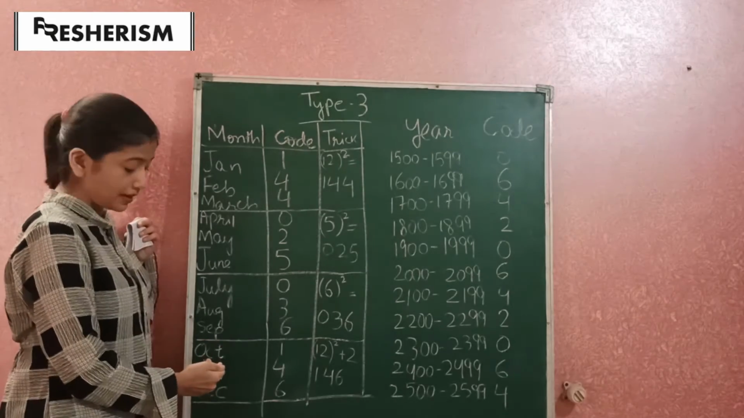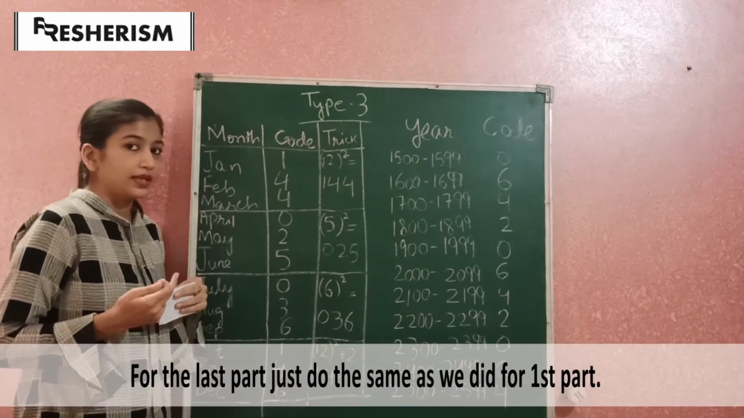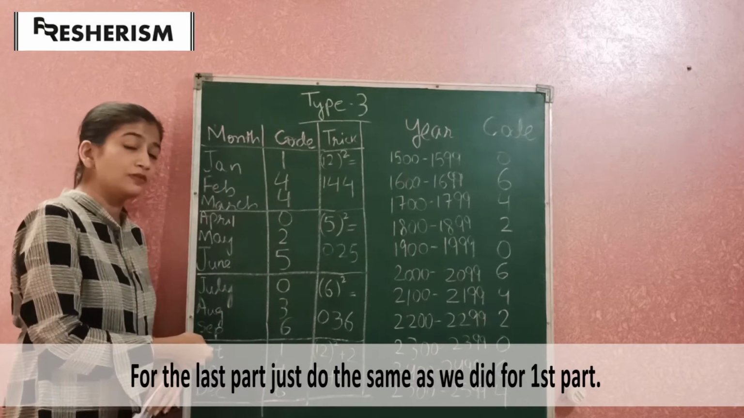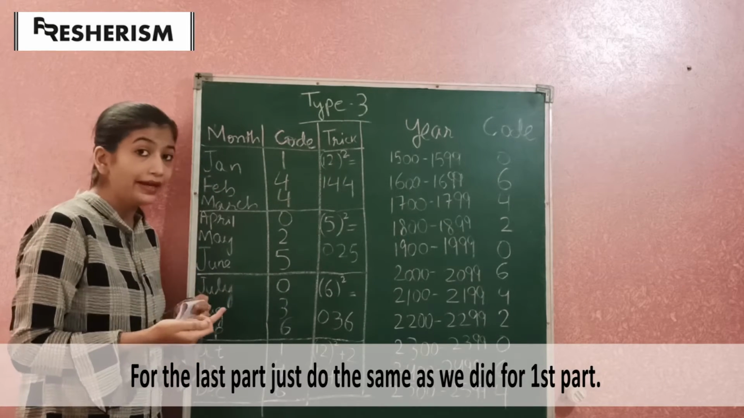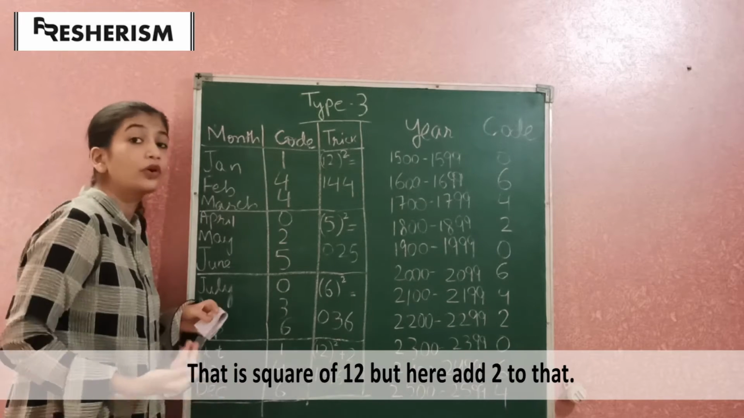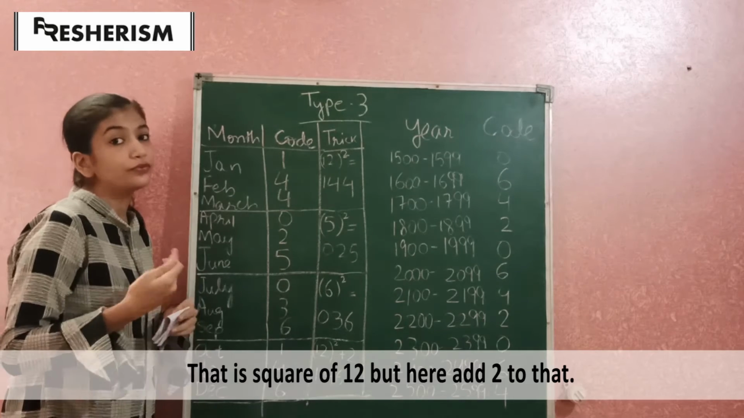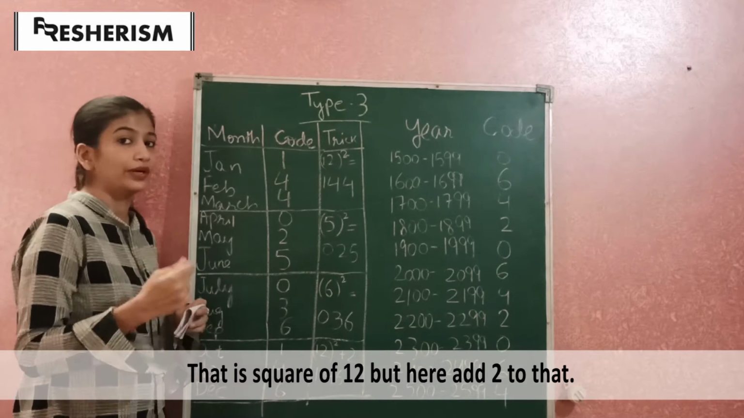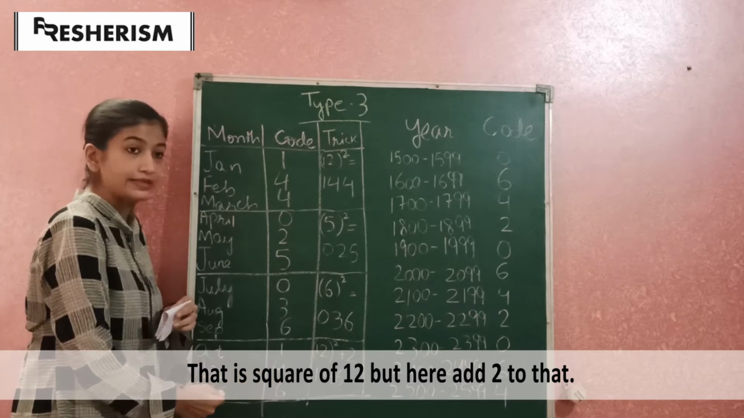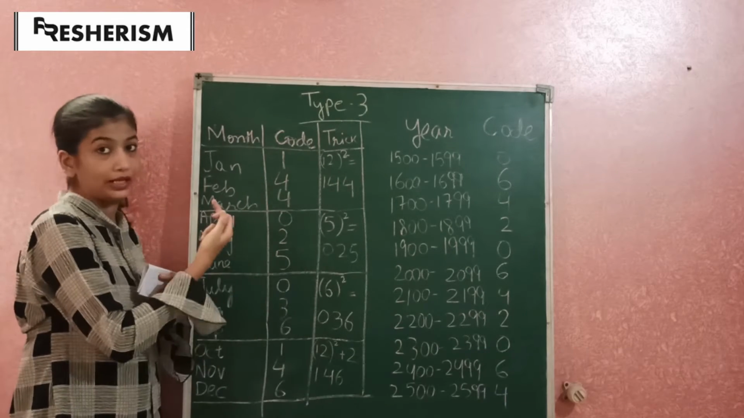And for the last part, that is October, November and December, just remember one thing. For the first part, we did square of 12. Same goes for the last part, but you have to add 2. For the codes of October, November and December, the codes are square of 12 plus 2. So that is 144 plus 2, that is 146. So October 1, November 4 and December 6. These are the codes for the entire 12 months.